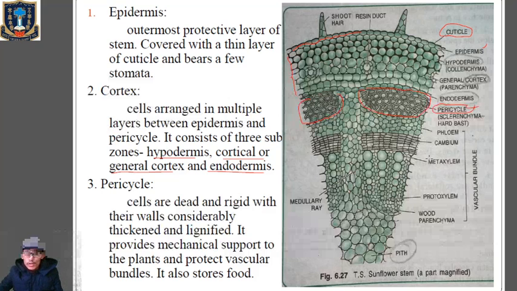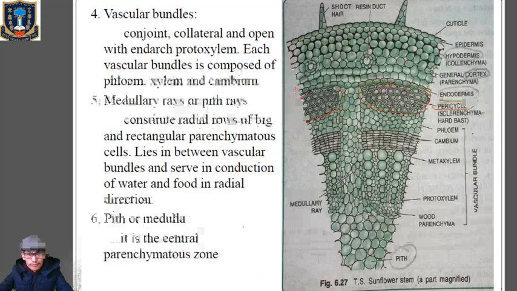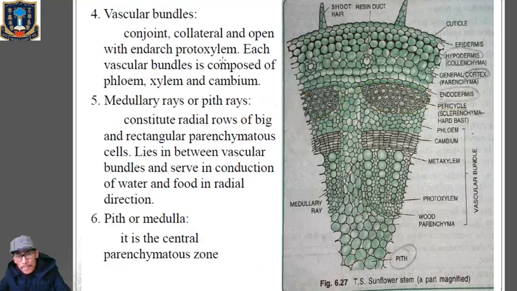Now next we'll talk about the vascular bundle. Vascular bundles over here, it says that it is conjoint, collateral, open with enlarged protoxylem. Now what does conjoint mean? It's very important, because we are saying that vascular bundles are conjoint, collateral, open with enlarged protoxylem. What does conjoint mean? When xylem and phloem combine in the same bundle, very carefully, when they combine in the same bundle and when they are present on the same radius, then it is called conjoint.